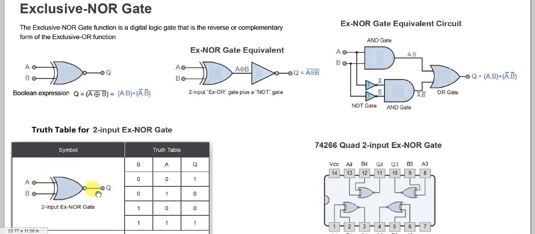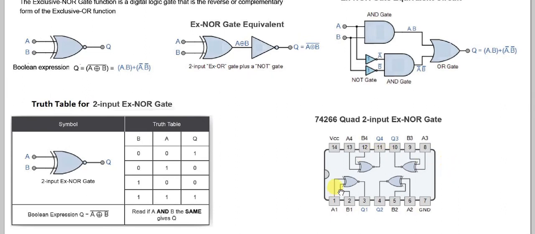So if inputs are unequal, the output is 0, but if inputs are equal, then the output is 1. This is the typical 74266 quad 2 input exclusive NOR gate IC. Again, you can see 4 gates are there, each having 2 inputs, A1 B1, A2 B2, A3 B3, and so on. There are 4 outputs, Q1 Q2 Q3 Q4, and VCC and ground are connected to pins 14 and 7 respectively. With this we reach the end of this topic.